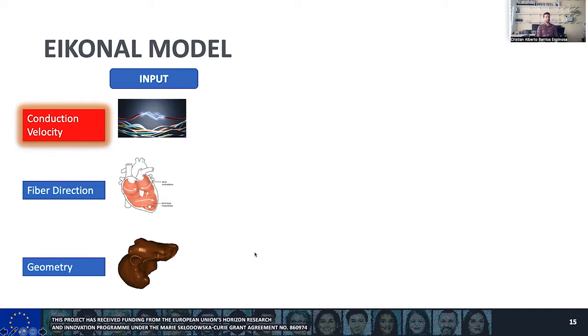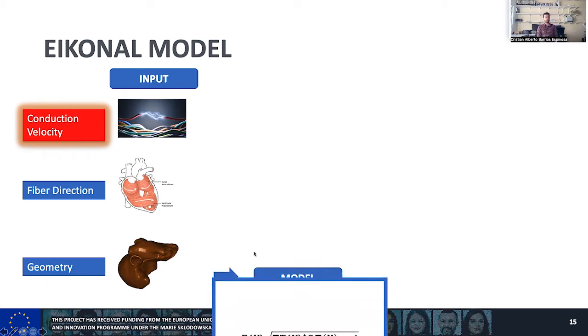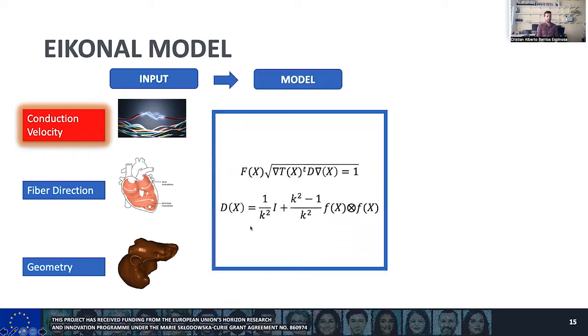And then we put all this information into some equations, an elliptical differential equation that solves for activation times, here T, and takes as an input the conduction velocity, that is here the F, and uses the D, that is the anisotropic tensor, that tells us that the propagation in the heart is faster in the fiber direction, here denoted by lowercase f, and is slower in the transversal direction by some ratio k.